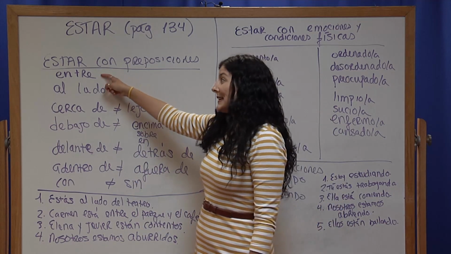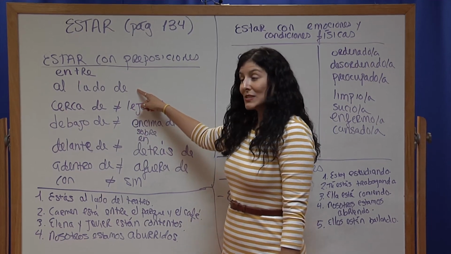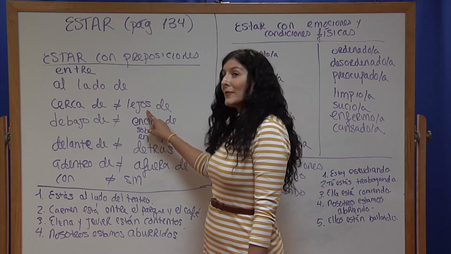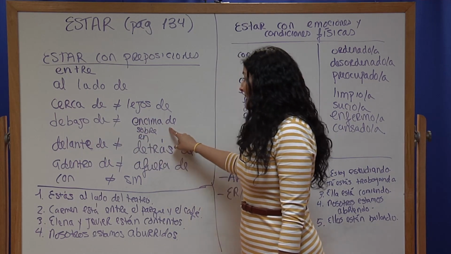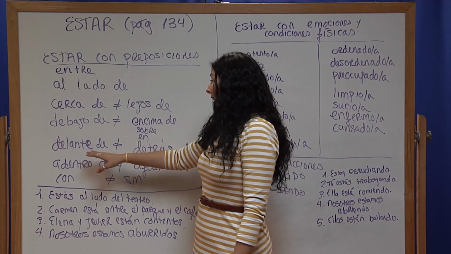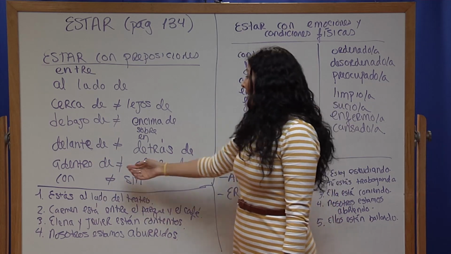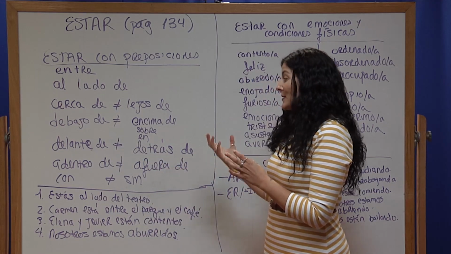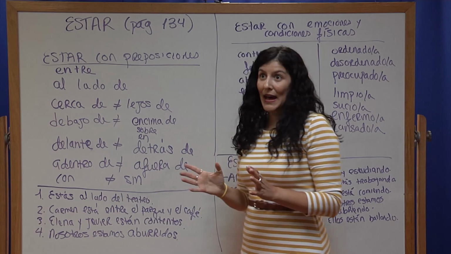We could use it for entre, which means between, al lado de, which means next to, cerca de, close to, lejos de, far away from, debajo de, under, encima de, sobre o en, which means on, delante de, which means in front of, detrás de, which means behind, adentro de, which means inside, afuera de, which means outside, con, which means with, or sin, which means without.